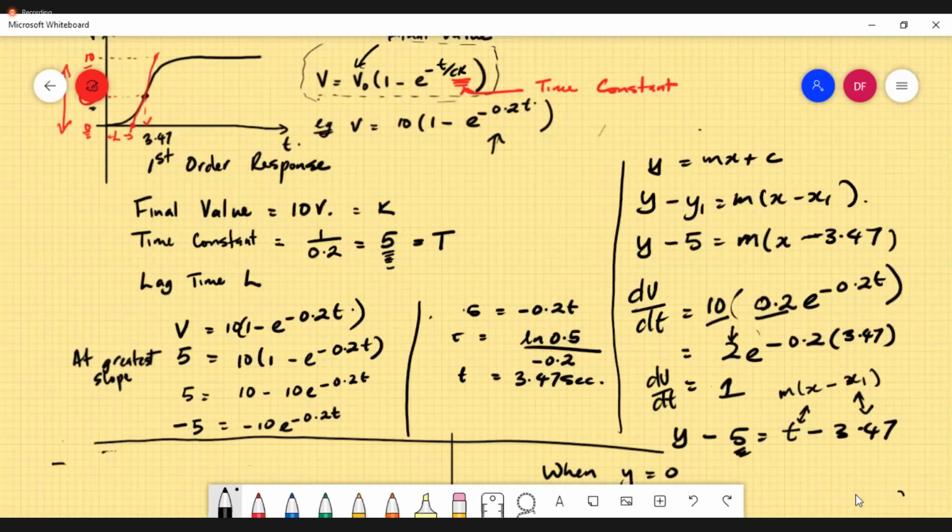All right, 10 e to the minus 2. Carry this down. 10 times positive 2 e to the minus 2 t. So the gradient is that. 2 times a half, the gradient is 1. y minus that.